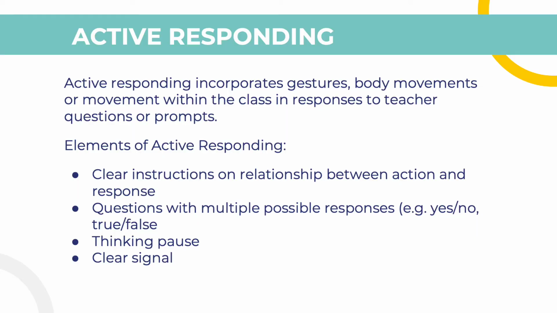H-E-R-D. Active responding incorporates gestures, body movements, or movement within the class in responses to teacher questions or prompts. There are 4 elements of active responding. The first is clear instructions on the relationship between action and response. So for instance, if the question asks a true or false question and the active response is a thumbs up or a thumbs down, then the teacher must clearly instruct the students in what those different gestures mean.